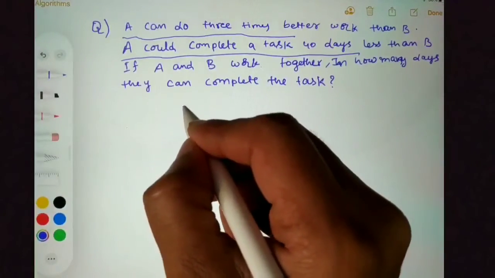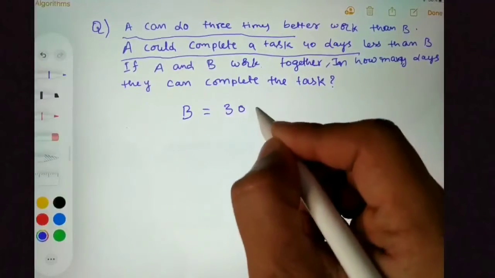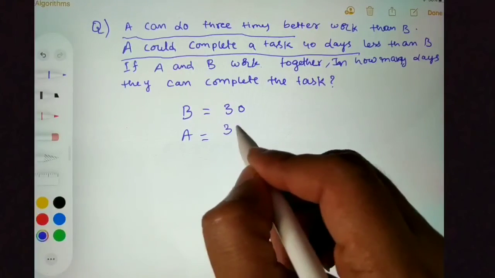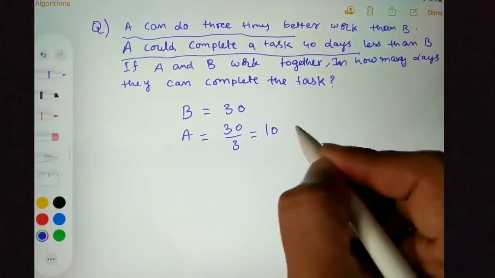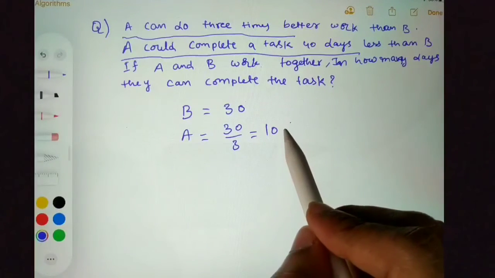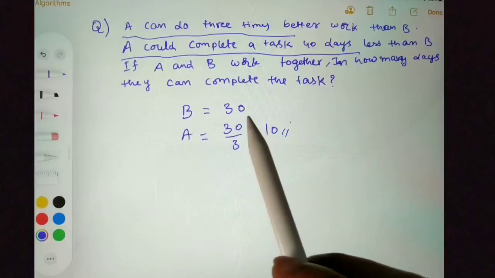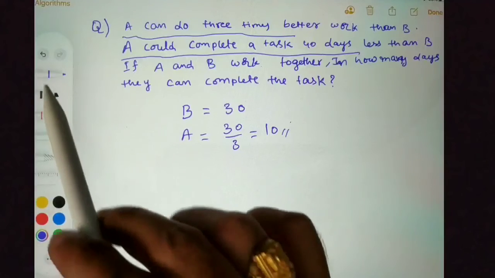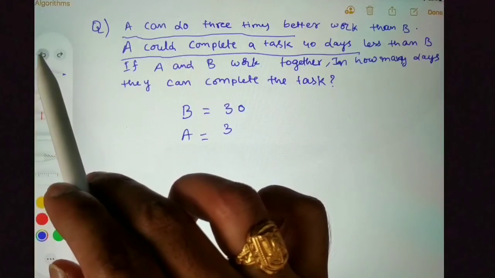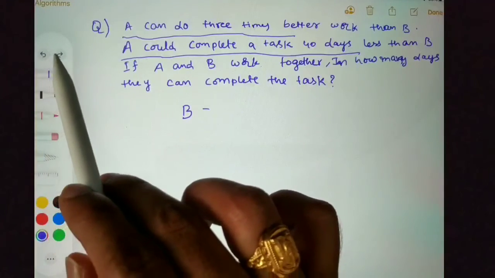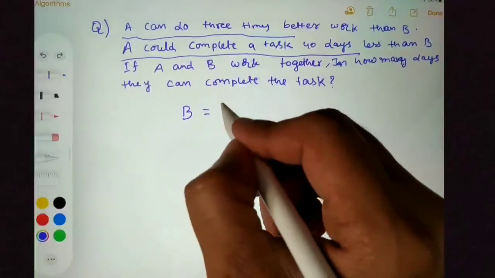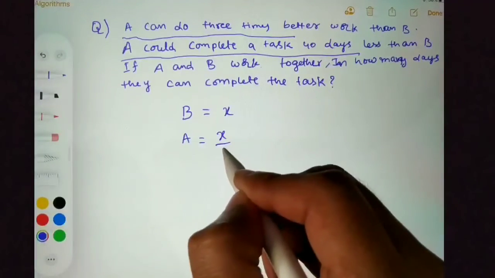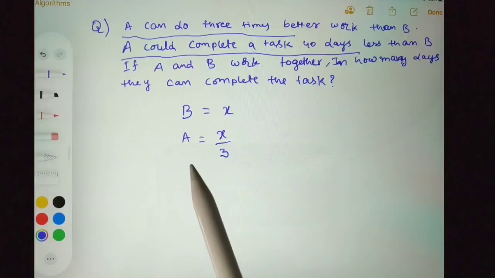For example, if B can complete the task in 30 days, because A is 3 times better than B, A can complete in 10 days. So how did we get 10 here? We divided 30 by 3 because A is 3 times better than B. In the same way, because we don't know how many days B takes to complete the work, if we take it as X days, then A can complete in X by 3 days, because A is 3 times more efficient than B.